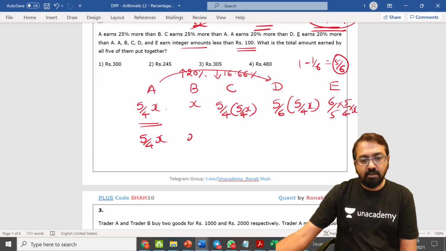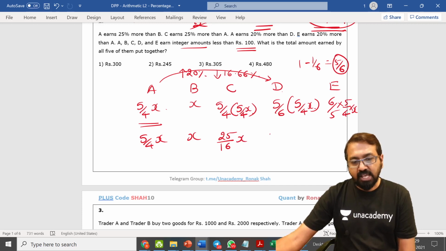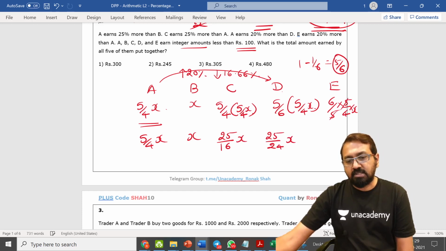Then B will be x. C will be 25 by 16x. D will be, if you check, 25 by 24x, and E's value will come out to be 6 by 4x, that is 3 by 2x.